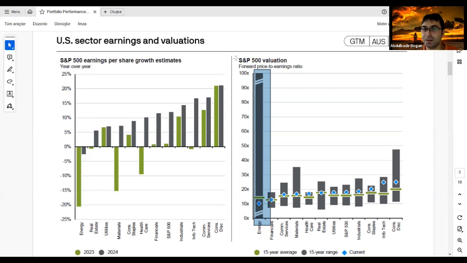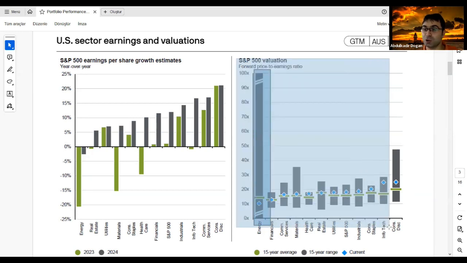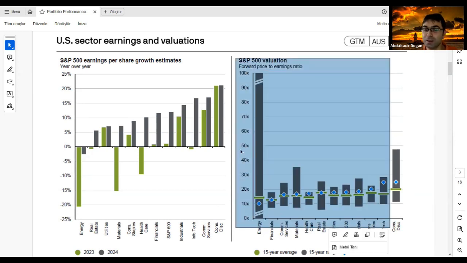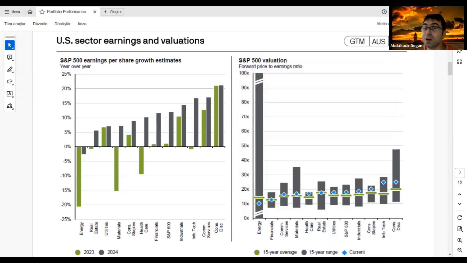On the right-hand side, forward price earning ratio on the chart, please look at this. What we say is, if the price earning ratio is higher, this energy company is expensive. Don't take a position in this sector. And let's say it is in financials, the price earning ratio is really low, right? Today the 15-year average price earning for energy is just around 15, and the current ratio is just 10.